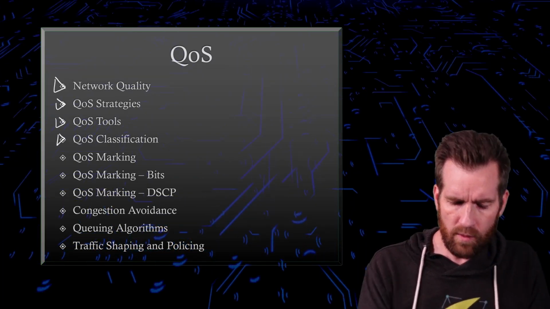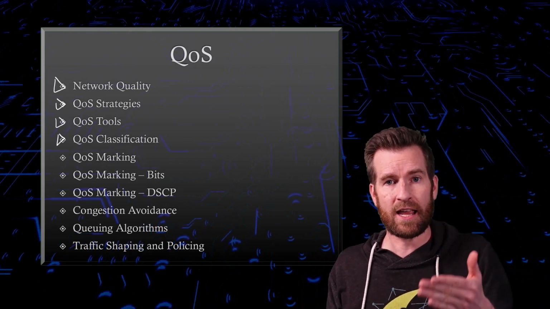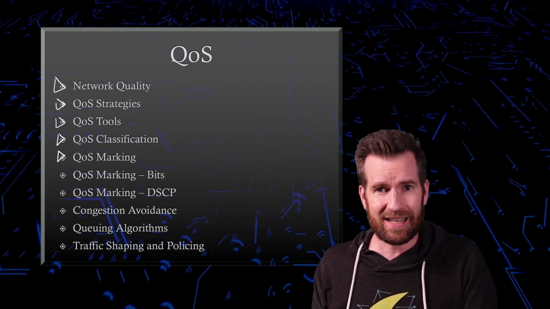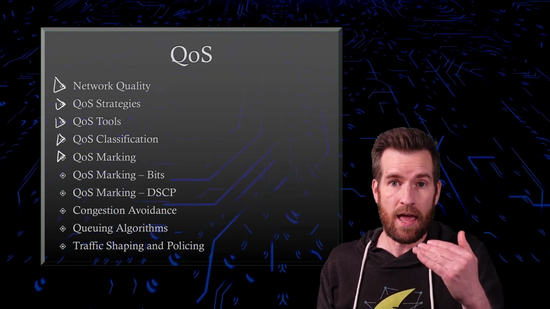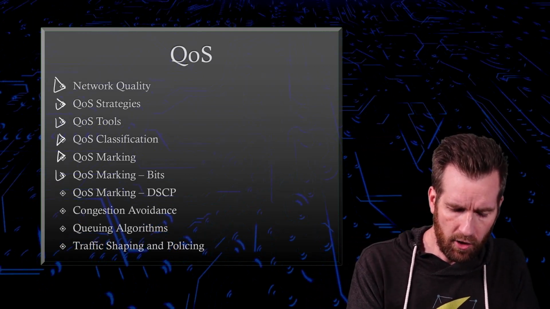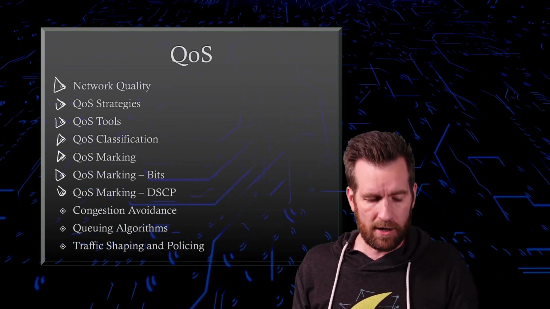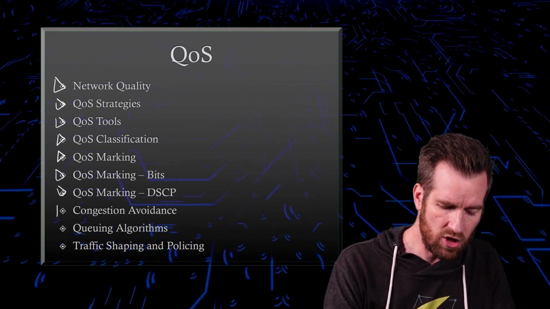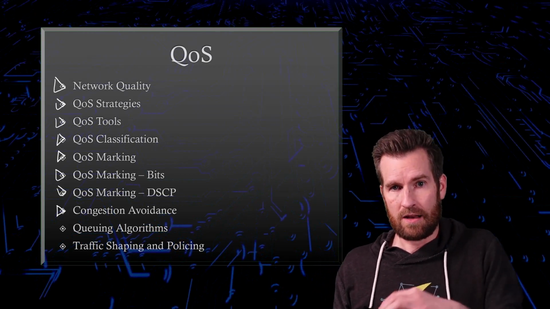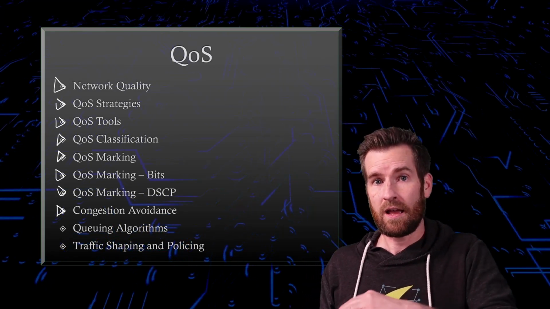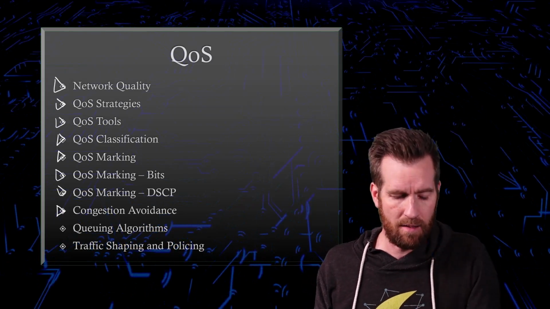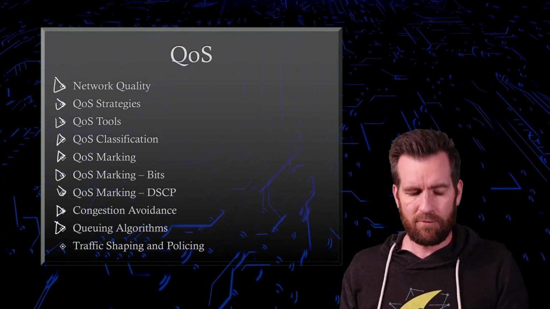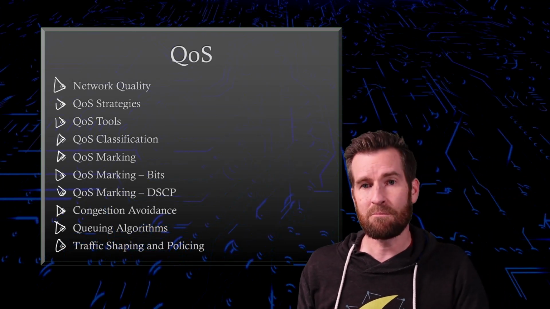Those are, we would have some sort of classification, classifying our traffic that's going across our network. Then we possibly might mark that traffic so we can consistently implement QoS. We are going to get a little more in depth into marking when we talk about the bits and the DSCP. Then we'll get into congestion avoidance, and a tool that can help make sure that we mitigate any big problems on our network. And then we'll talk about queuing algorithms. And then we'll finish this off by talking about traffic shaping and policing.